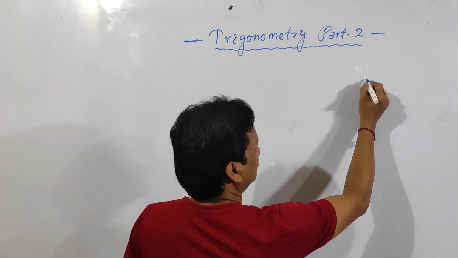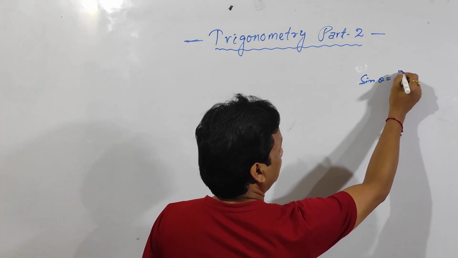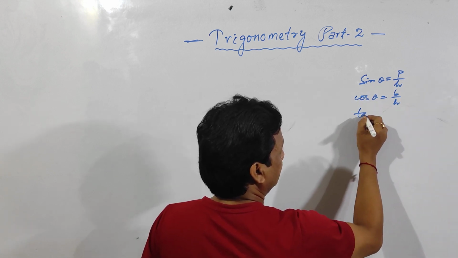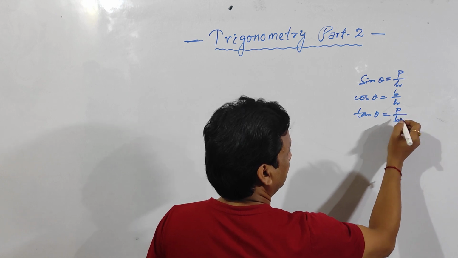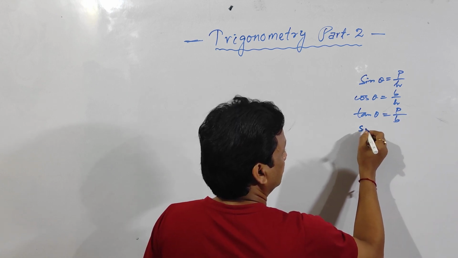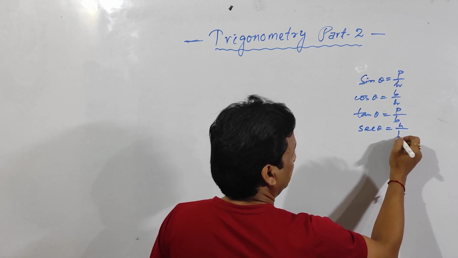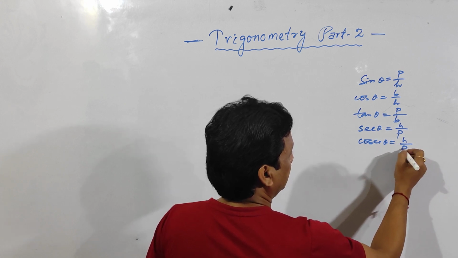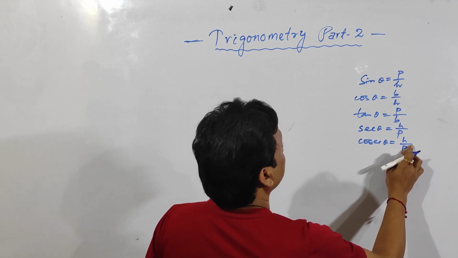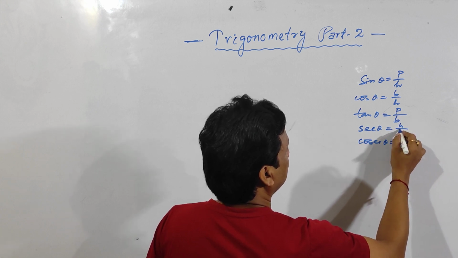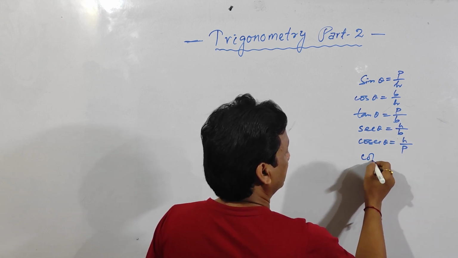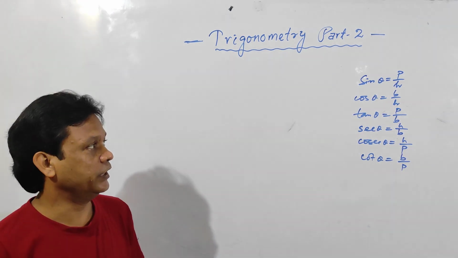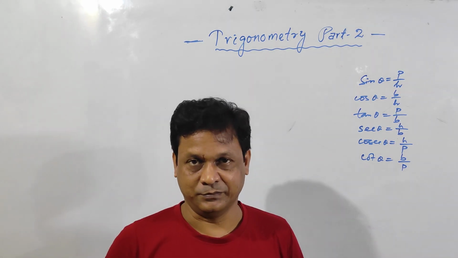Already I have told you sin theta is equal to P by H, and cos theta is equal to B by H, and tan theta is equal to P by B, and sec theta is equal to H by B, reciprocal of cos, cosec theta, reciprocal of sin, H by P, and cot theta equal to B by P. So these are the formulas. Already I have told you in the previous class.